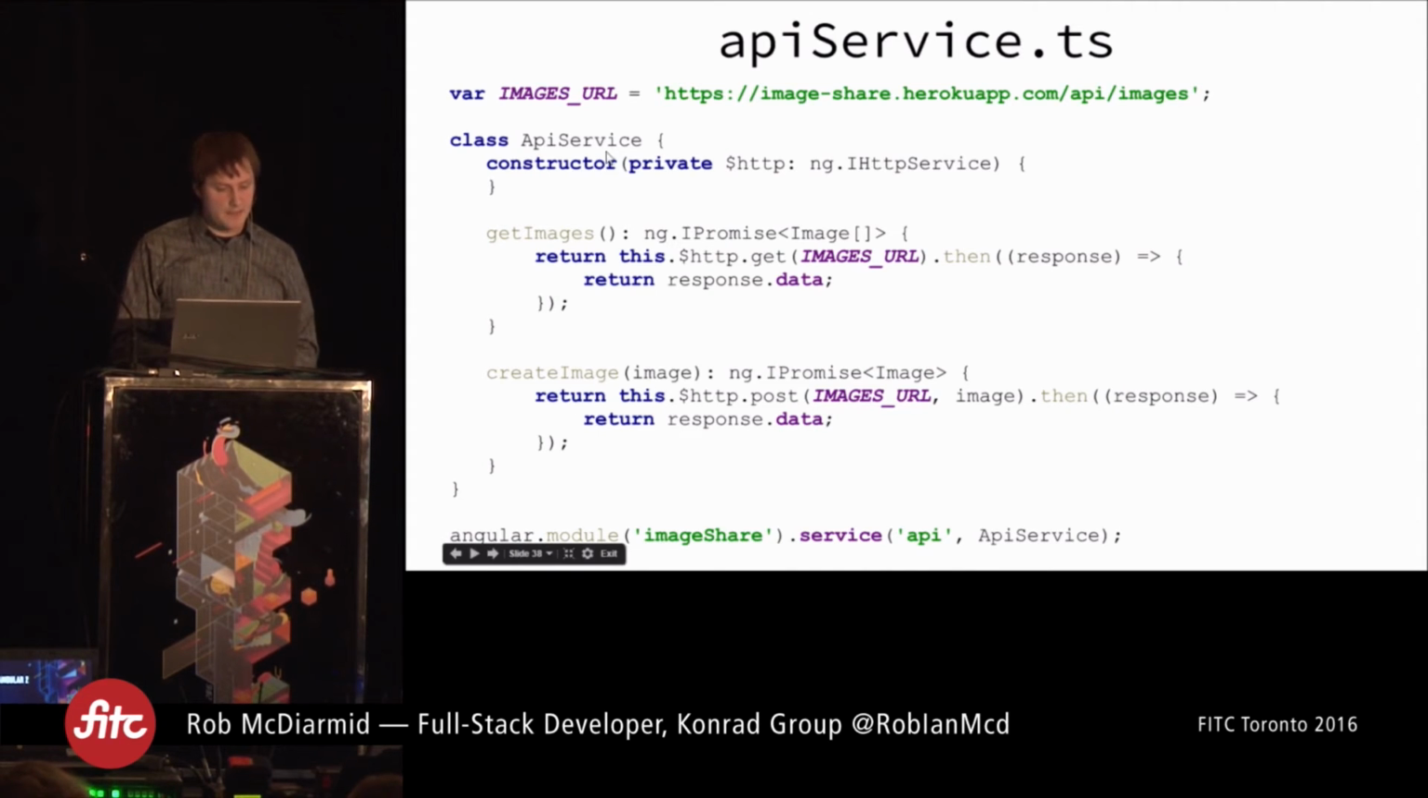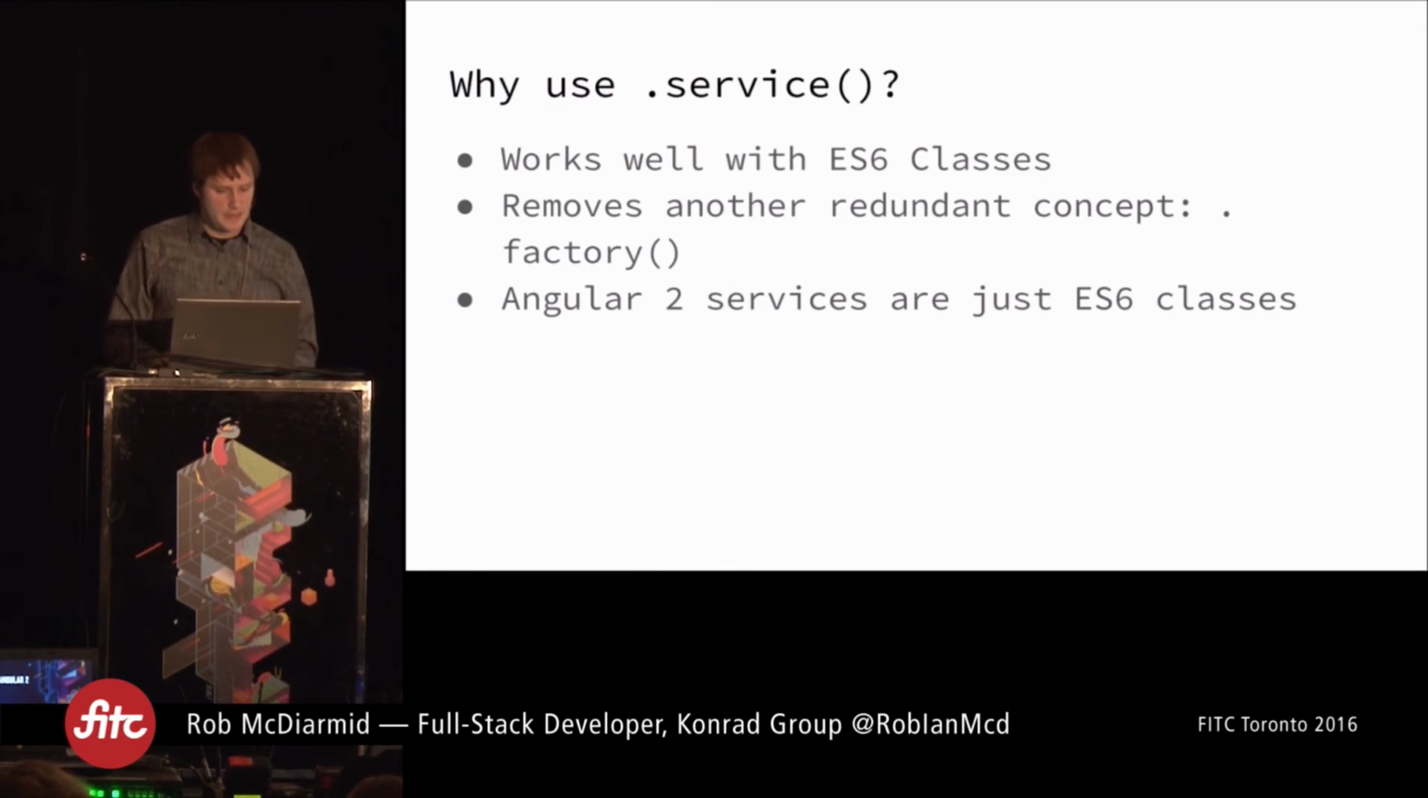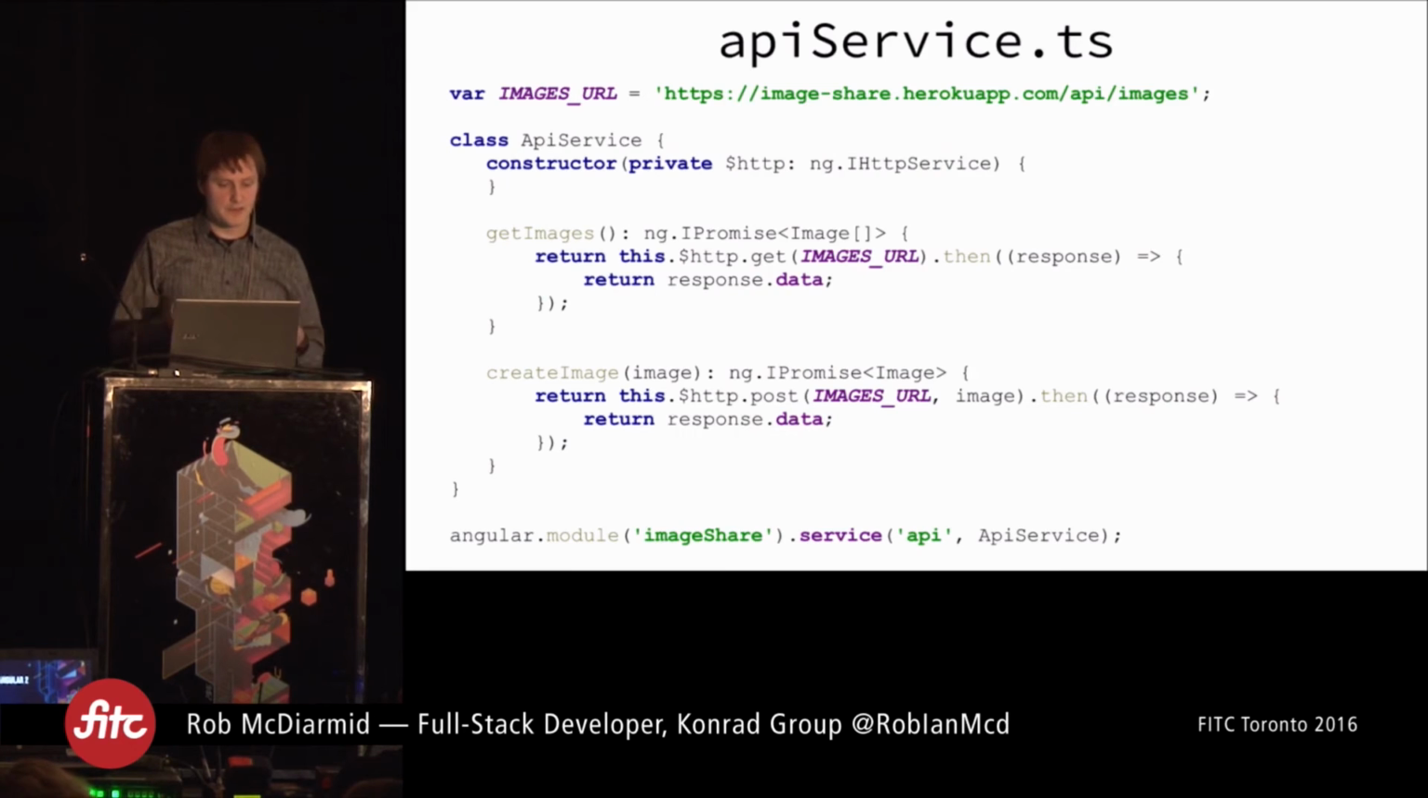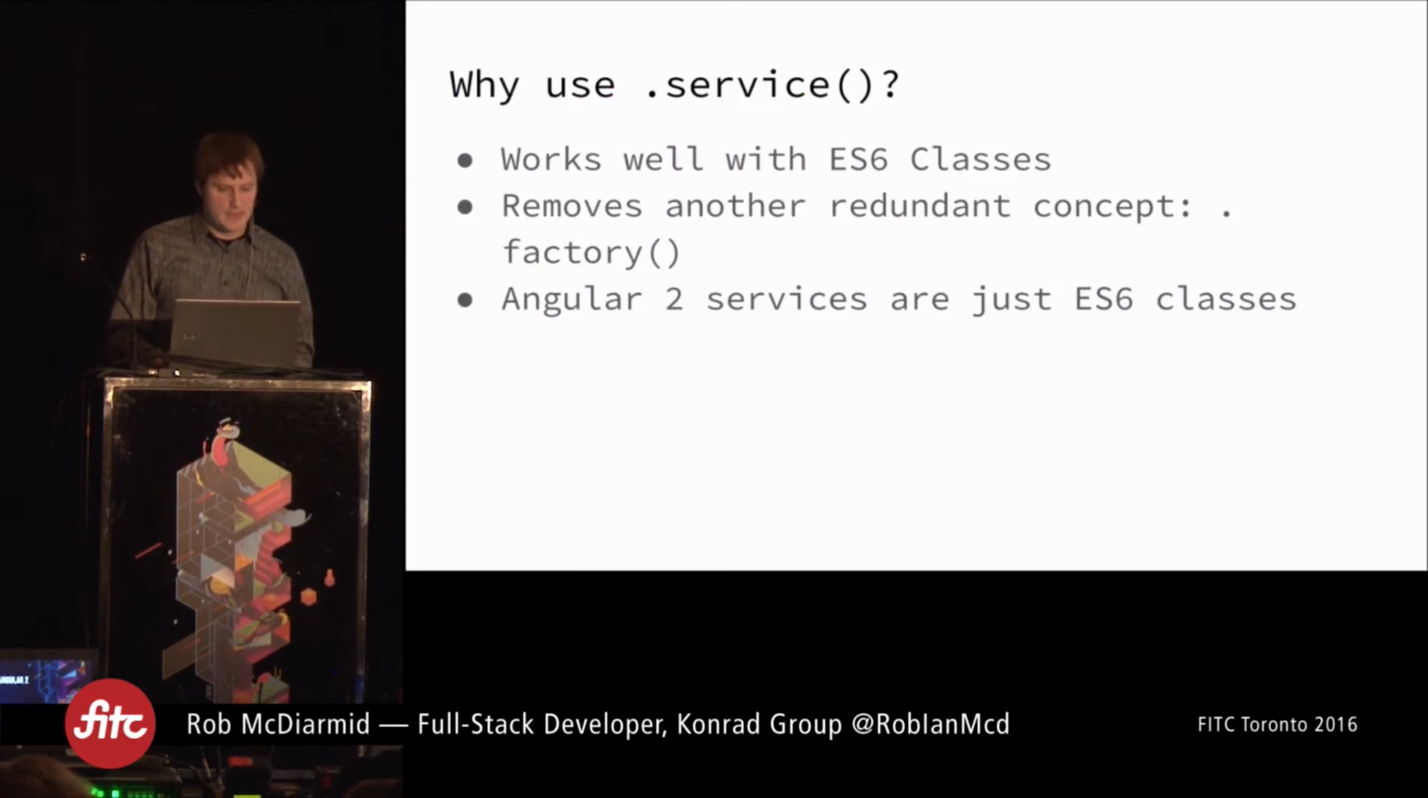And now I actually have a type for this API service that I can use to tell TypeScript what type a certain thing is and get autocomplete and have it catch errors for me. So using services is great with ES6 classes. It removes another redundant feature of Angular, whereas I pretty much never need to use .factory anymore. And this is very similar to how services work in Angular 2. In Angular 2, a service is basically just an ES6 class. So migrating this to Angular 2 is going to be completely trivial.